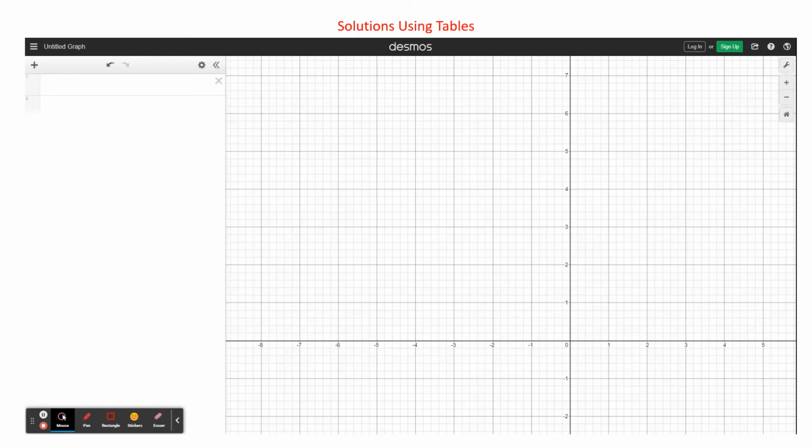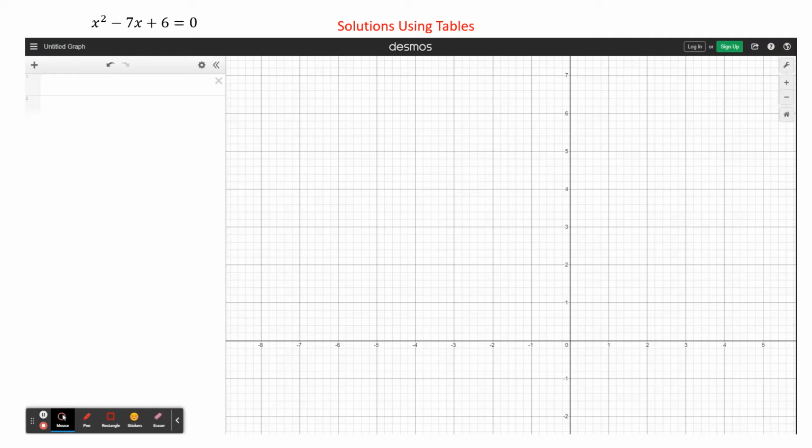All right, how about solutions using tables? So we have x squared minus 7x plus 6. We're going to see how you can use a table. Now you could do this in a graphing calculator, but again, a lot of you don't have graphing calculators readily available, so we'll look at it using Desmos.